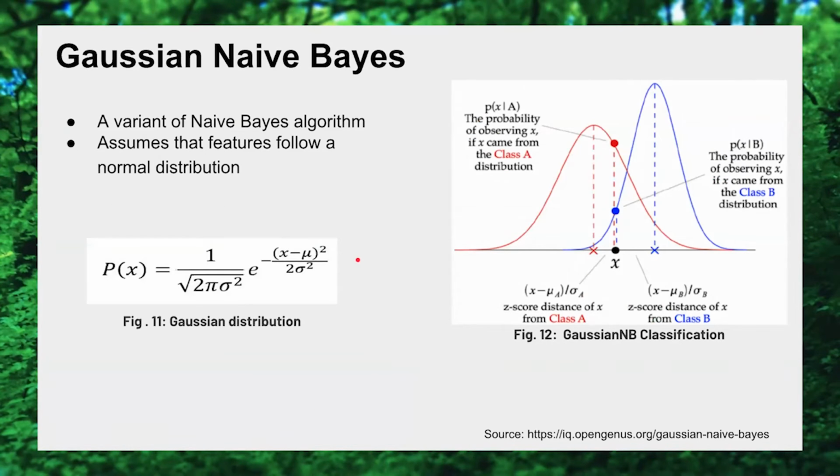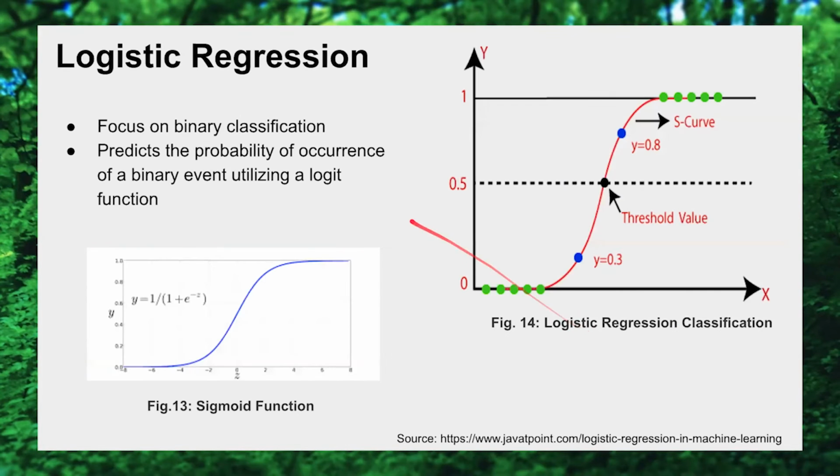Gaussian naive-Bayes is a variant of naive-Bayes, and one assumption of this model is that the features have to follow a normal distribution. The model can be fit by simply finding the mean and the standard deviation of the points within its label.